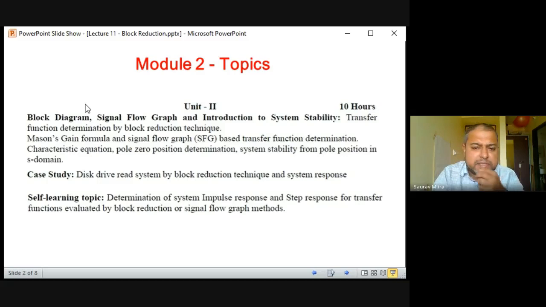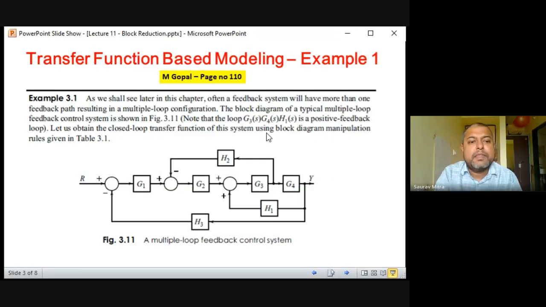So this is the syllabus. I told you there are mainly three topics. The first topic is the block reduction technique, finding the transfer function. The second topic is finding the transfer function by signal flow graph. And the third topic is the stability analysis from the transfer function that we have found.